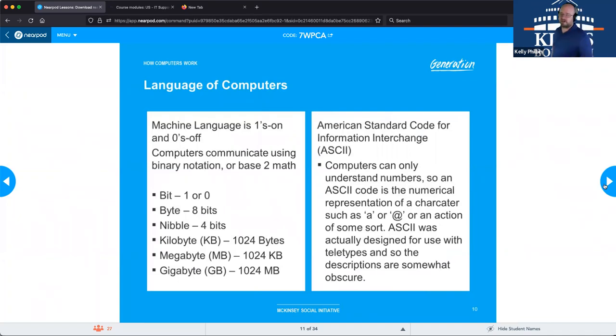The language of computers, because they don't understand when we type in, open Microsoft Word. They don't understand that. It doesn't make sense to them. So computers operate off of what is called machine language. And machine language is in binary notation, which means you only have two options. You can either have a 0 or a 1, which basically means on or off, like a light switch. That is all it understands. So it's a series of ones or zeros, almost like Morse code going over a line.